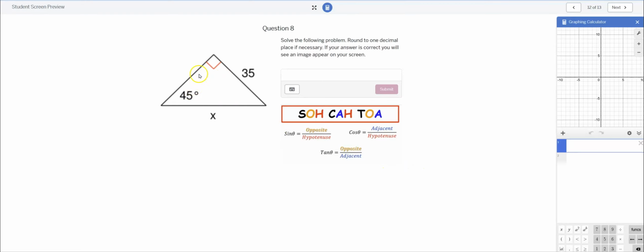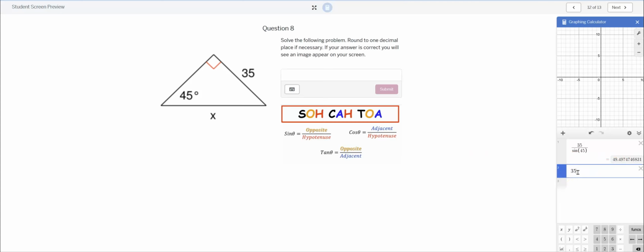So in this case, my hypotenuse is on the bottom, right? And the opposite side is 35. So if I wrote that out, we'd have the opposite is 35 over x, right? So x is low, divide and go. So we'd have 35 divided by the sine of 45. And you see we got this one as 49.49. If we round that to one decimal place, it's 49.5.